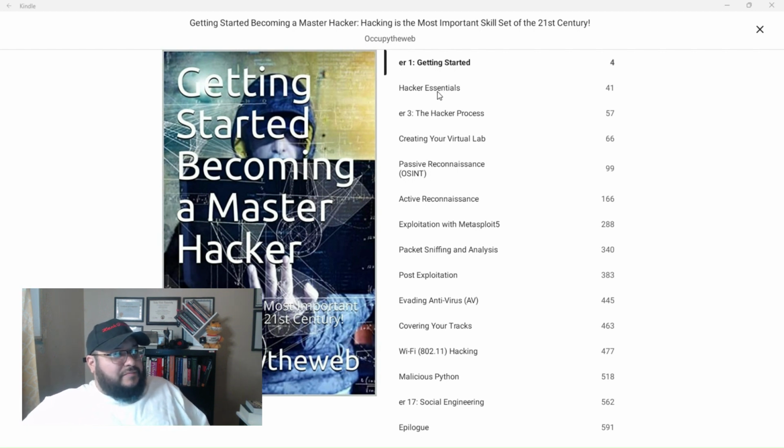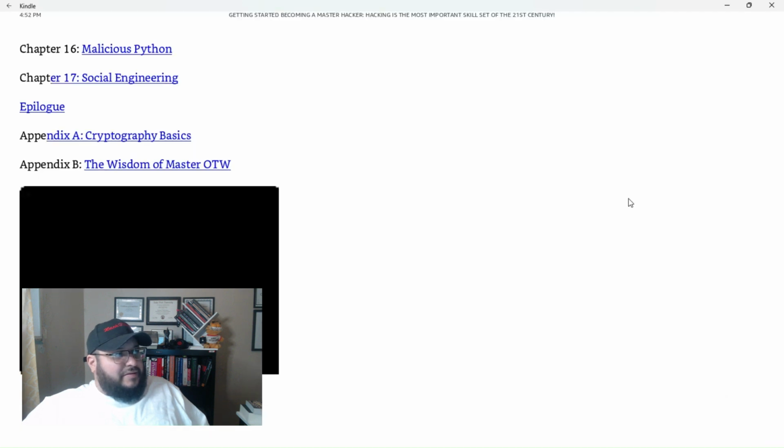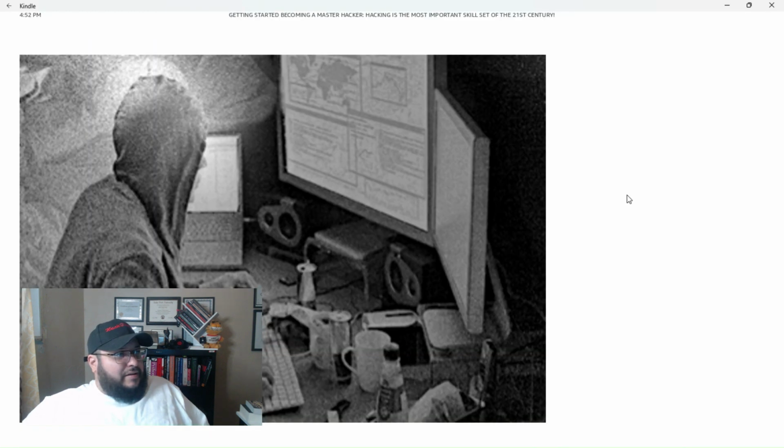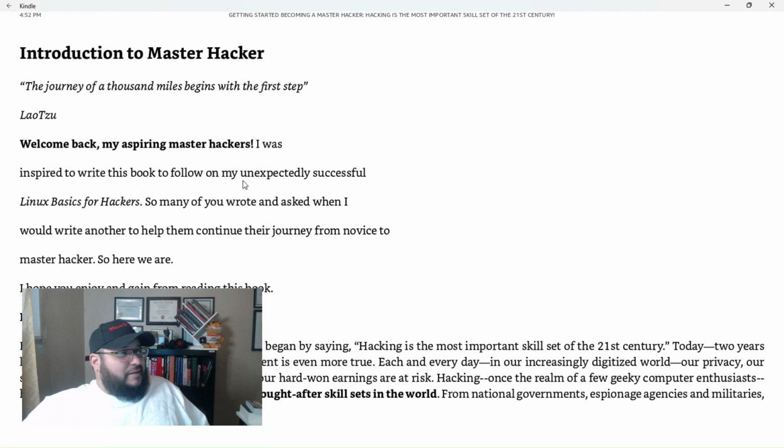Let's start off. So we're going to do Getting Started. And I don't know why this is black. These Kindle things are just glitchy. Okay, that's you or me hacking. I don't know why he's got a sweater on. Must be cold in this room. I don't know what that page is blank for. It's just really annoying me.